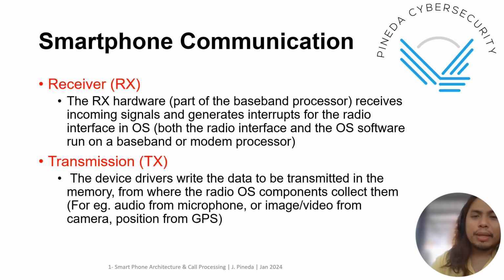So for smartphone communication, similar to the older versions of the phone, we need a receiver and a transmission. So it's depicted with RX for receiver. Now the RX hardware, which is part of the baseband processor, receives the incoming signals and generates interrupts for the radio interface in the OS. So these are for your radio interface and your OS software, which runs on a baseband or modem processor, which we discussed in the previous slide.